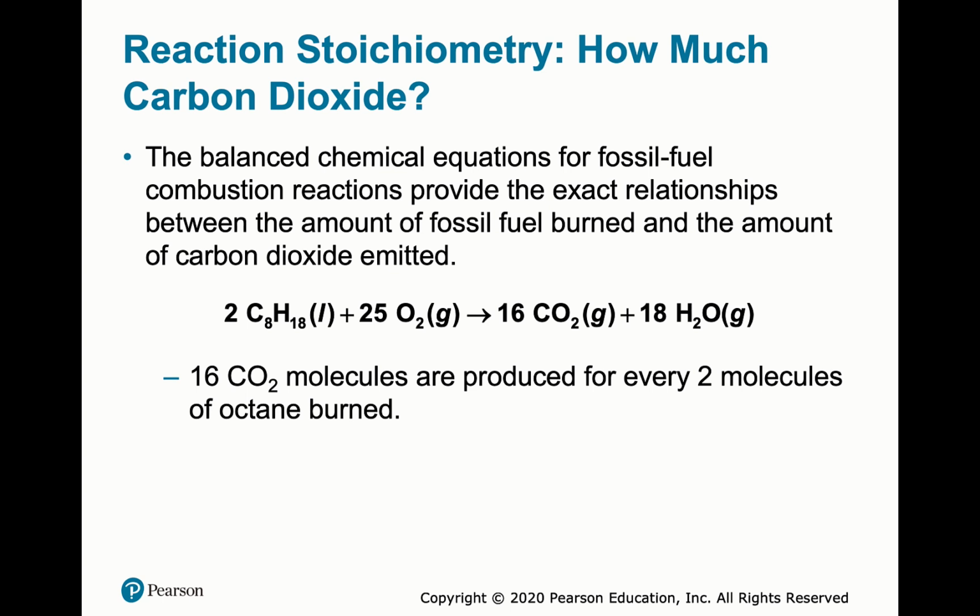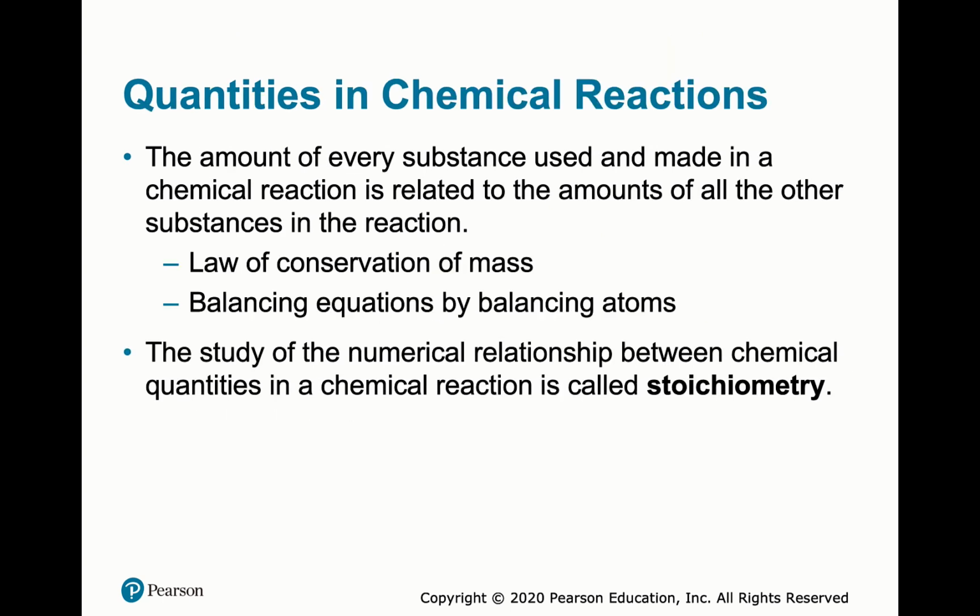Reaction stoichiometry: how much carbon dioxide? So we look at this balanced chemical equation for octane, and you can see that 1 molecule of octane, it's a 1 to 8 ratio, or 2 to 16. So there's a huge amount of carbon dioxide formed. With that, carbon dioxide is 44 grams per mole, so that means there's going to be a great increase in the amount of carbon dioxide in terms of mass versus the carbon fuel that you're burning.